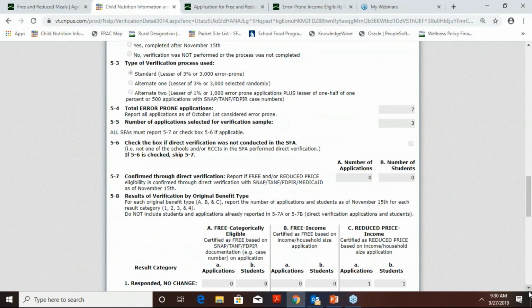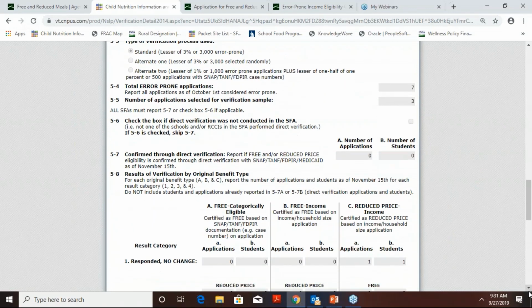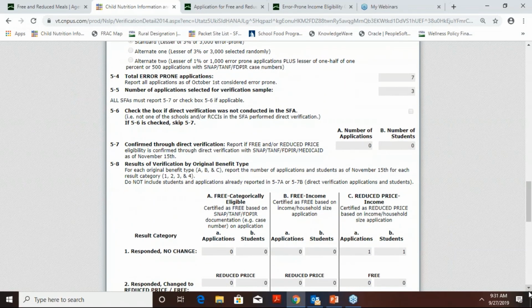In 5.4, you're going to report your total number of error-prone applications as of October 1st. And then 5.5 is where you're reporting your number of applications selected for your verification sample. That's your sample size. That's your 3% of your sample pool that you're pulling from those error-prone applications. So you potentially could have like 30 error-prone applications, but if your sample size is only like 4, you're just pulling those 4 from those error-prone applications.